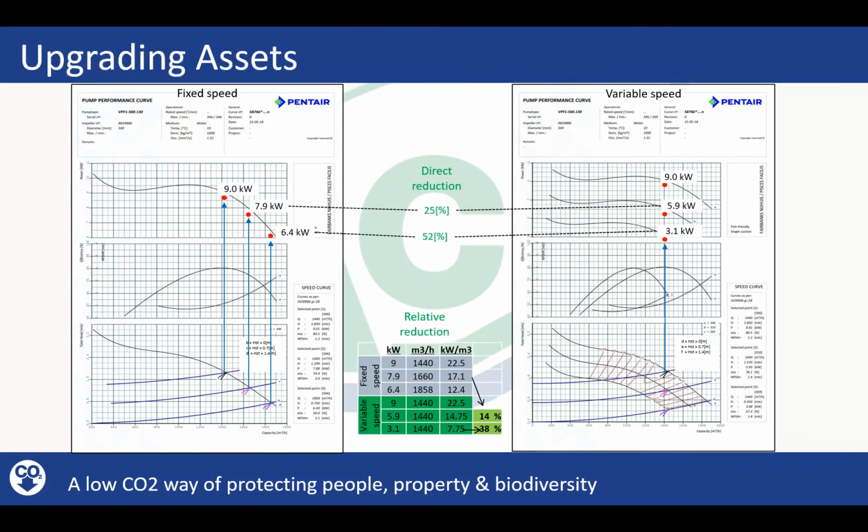Well, the reality is the relative reduction. So if you look at it from a kilowatt per cubic meter of water pumped, at this second point, there's actually a 14% efficiency benefit of slowing the pump down. And at this bottom point, we've got a 38% efficiency benefit.